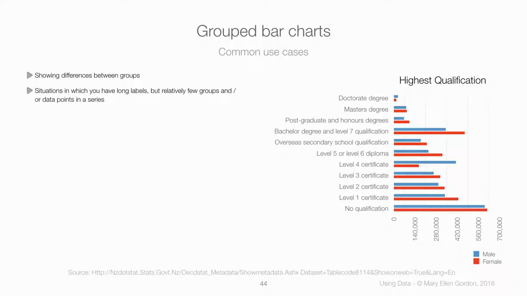but it's especially useful in situations where we have long labels, as we do here. If we tried to fit these along the bottom of a chart, they would be really squishy, but along the side here, they're just fine.